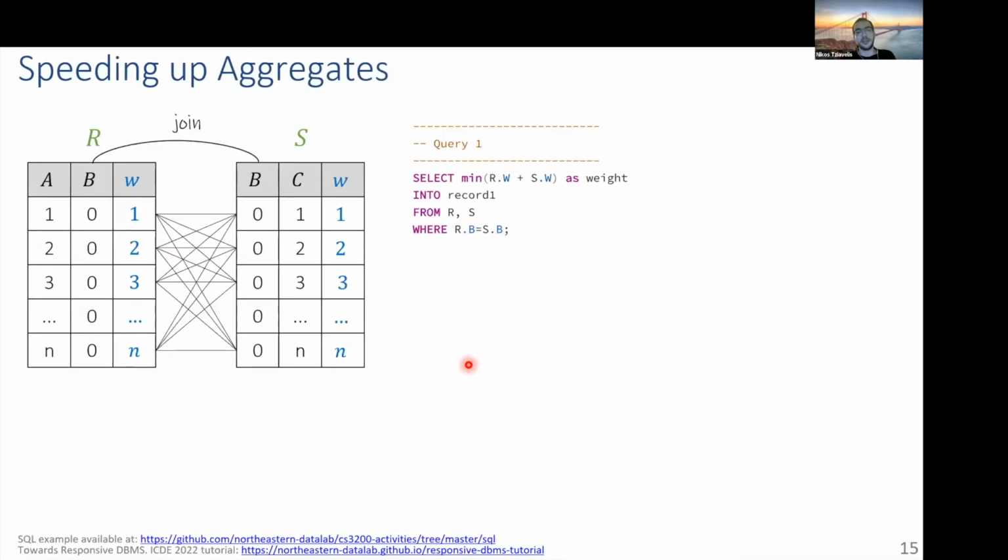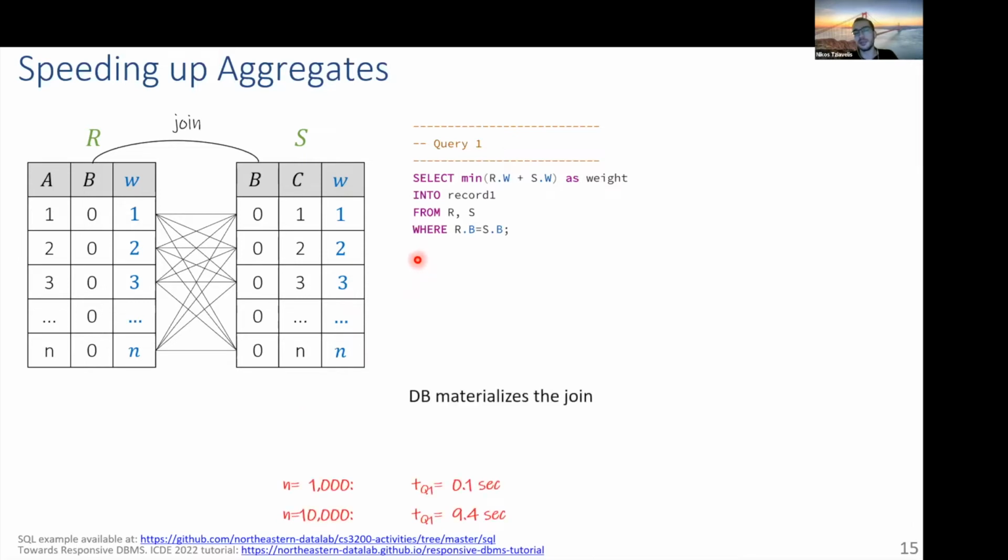Now, to illustrate that this can actually work and we can speed up this aggregate computation, here is a toy example that shows that for this query here, we have a binary join and every tuple has a weight column, this W, and we are interested in the minimum weight of the join answer. And so we can write a very simple query here in SQL.